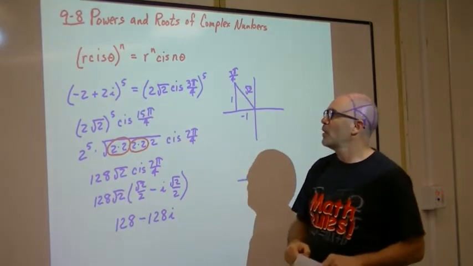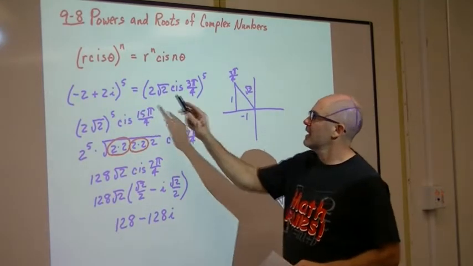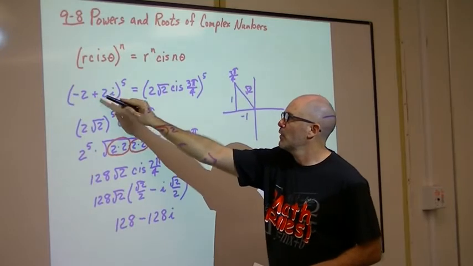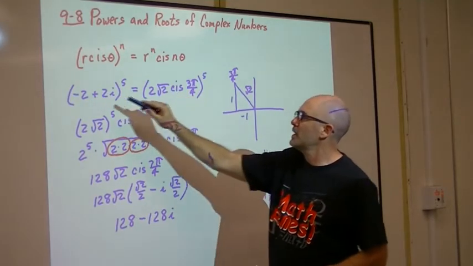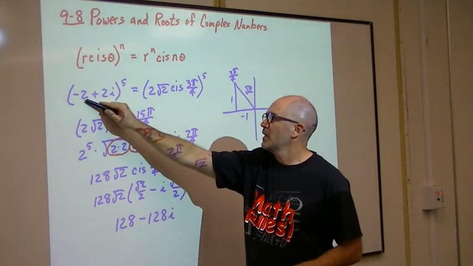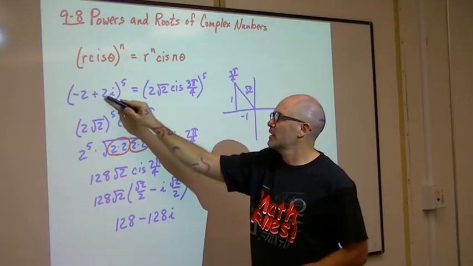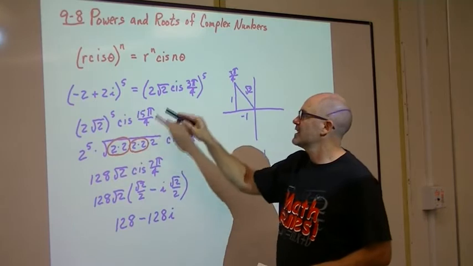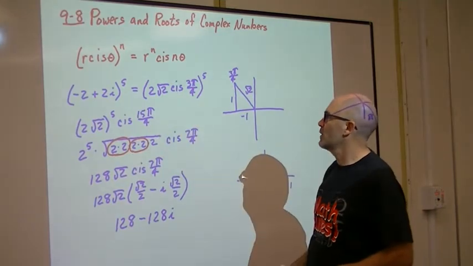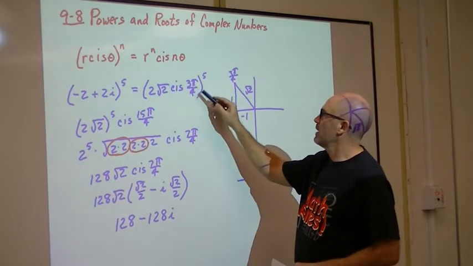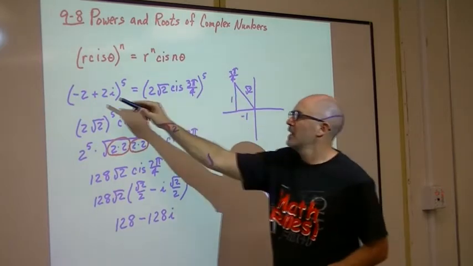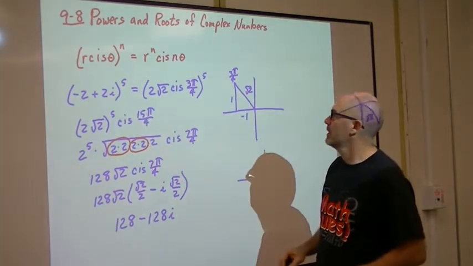Like I said, that would have been a long process to have to FOIL that 5 times in a row. So making the rectangular into polar form, and notice the magnitude is square my negative 2, square my 2, I get 8, square root of 8 is 2 square root of 2, and then the angle is going to be 3 pi over 4 because it's left and up.